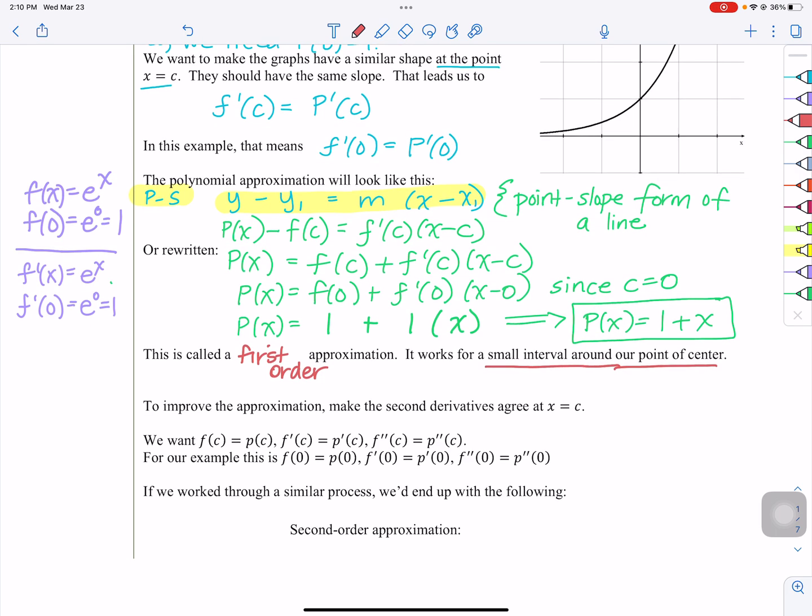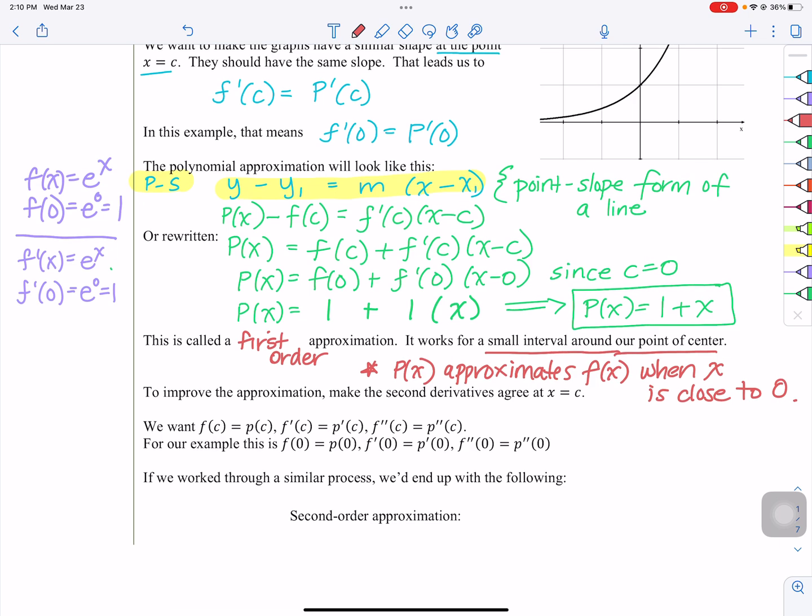Okay, so let's make a note here. P of x approximates f of x when x is close to 0 in this problem. And I'll put a little star there.